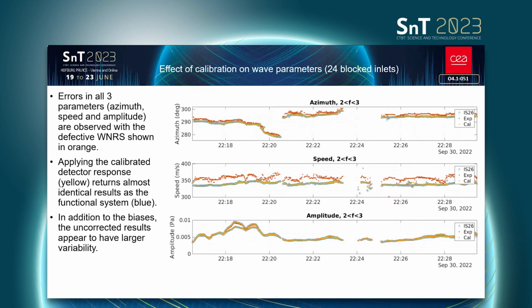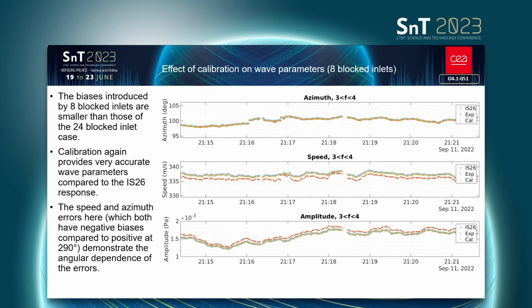And the really exciting result for me was that when we used the calibration to correct the signal, so these are the yellow dots, basically we deconvolved the signal using the calibration, and that result gave us almost exactly the same results that we got with the H5 element. So we're able to correct these errors, these biases that were showing up due to the defective system.